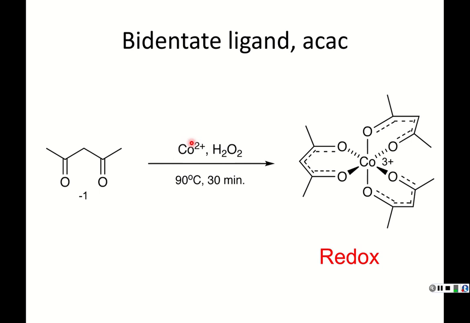If we have cobalt and we're heating it in the presence of hydrogen peroxide with our ACAC ligand, we get it coordinated in an octahedral complex. It goes from a +2 state to a +3 state. So in this reaction, we are getting redox. And this is to illustrate, coming up, what we term the chelate effect.